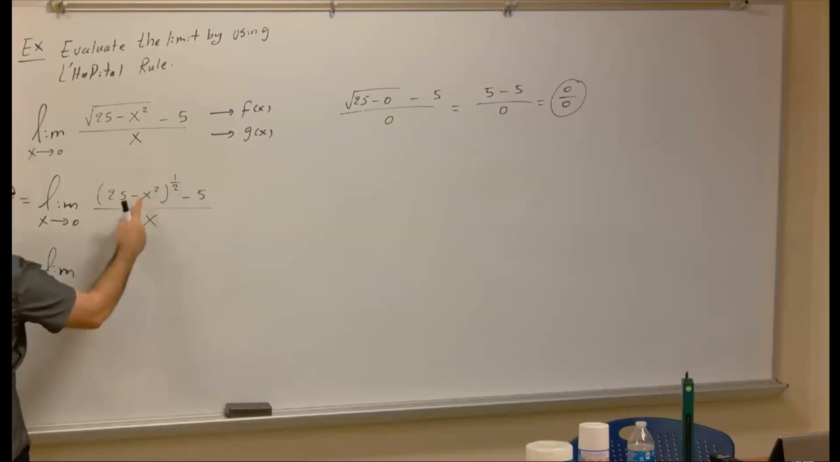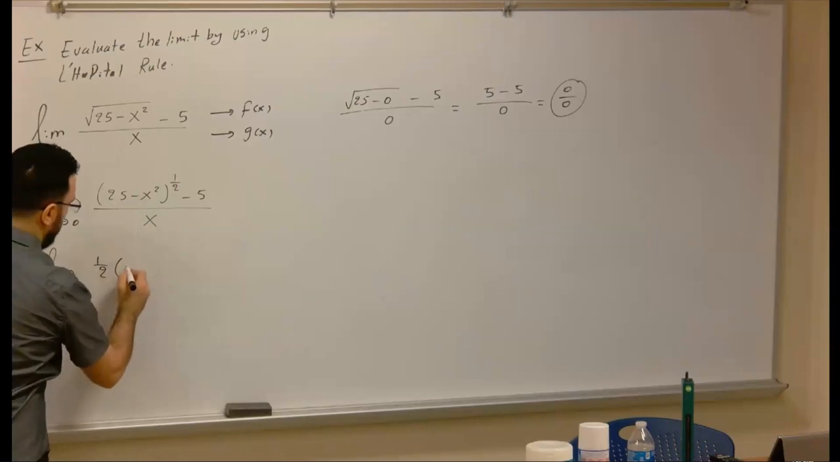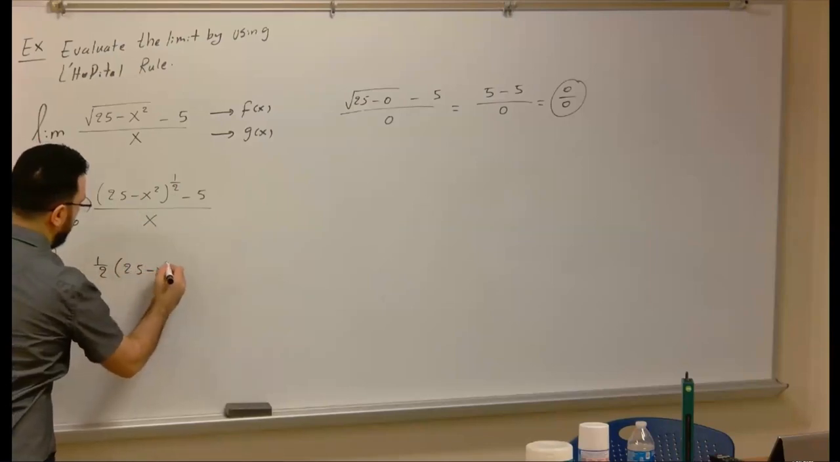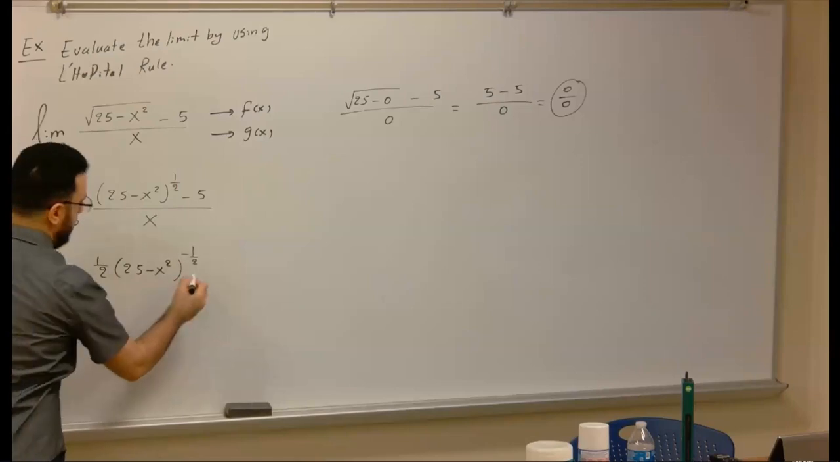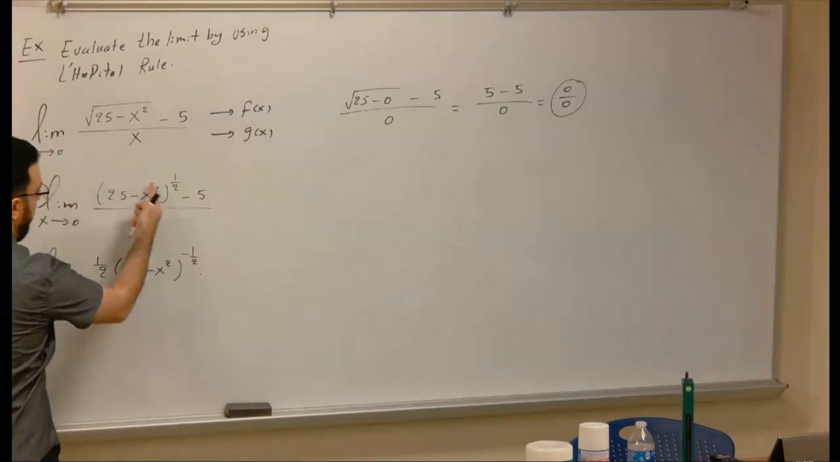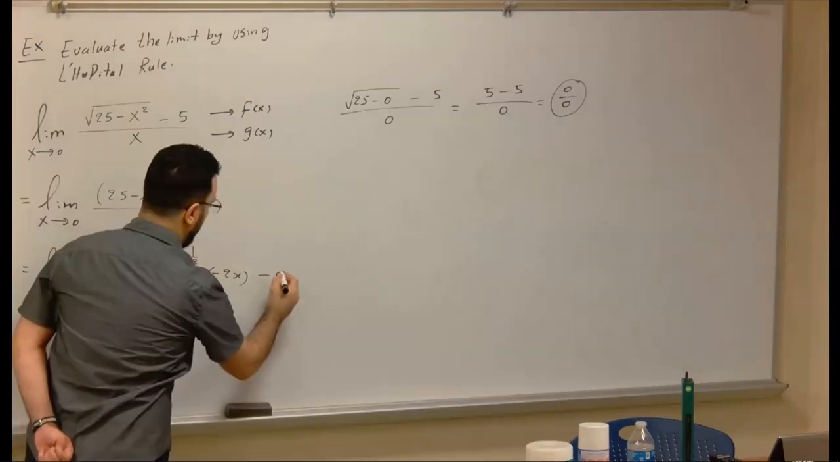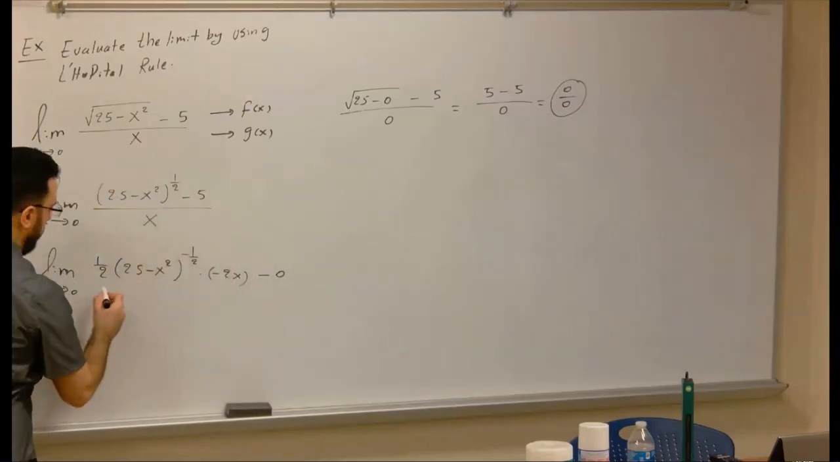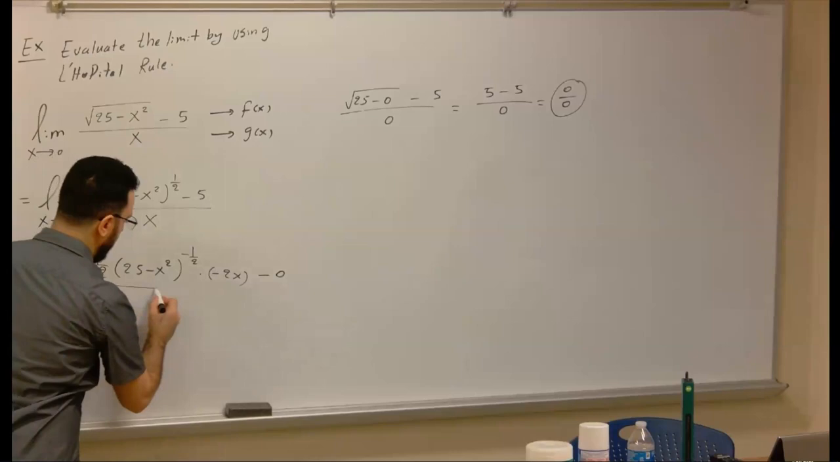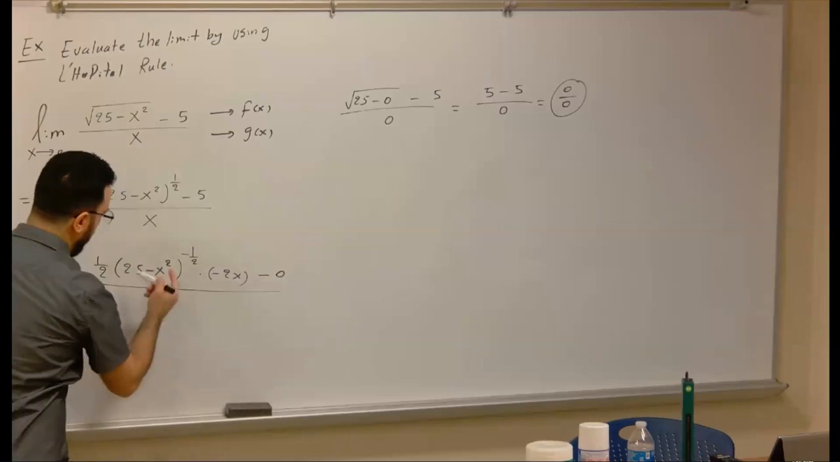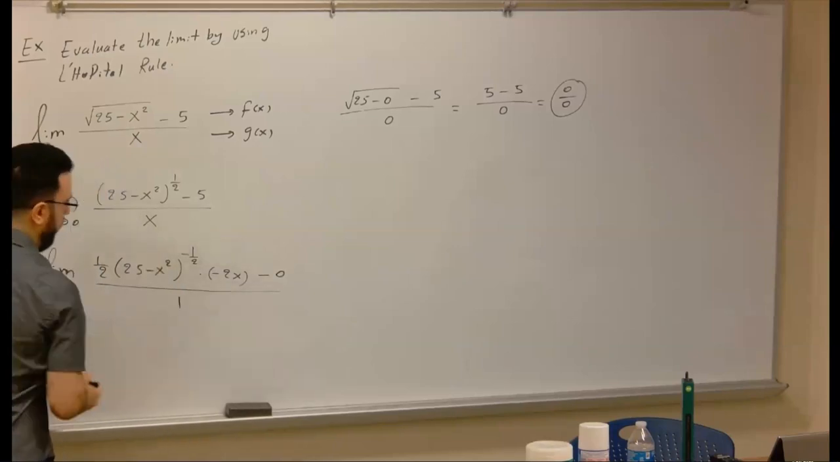It's going to be half, 25 minus x squared to the negative half, times the derivative of inside, which is negative 2x. Because the derivative of inside, 25 is 0 and x squared gives negative 2x, minus the derivative of the 5 which is 0, and everything divided by the derivative of g of x, which is x, which is 1.